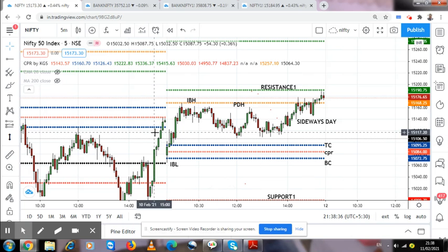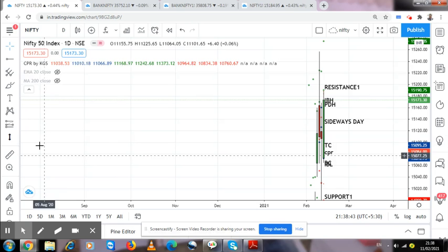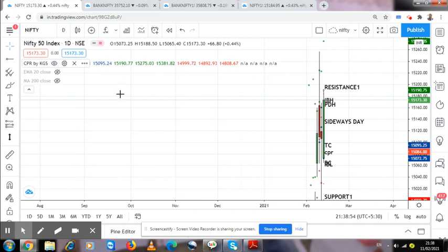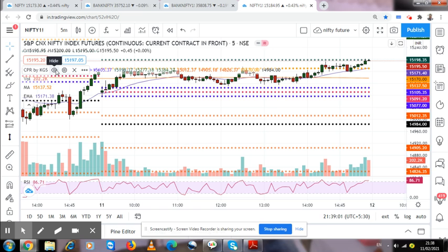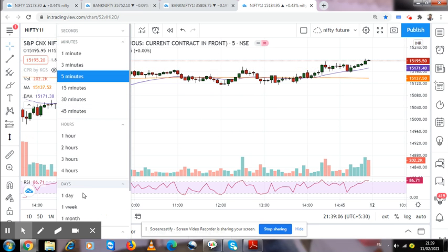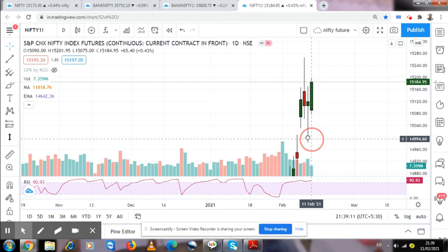Okay, now quickly go and see the expected range. Before that, I'm going to tell you about the daily chart as well. Okay, I'm going to hide this CPR. Better, I'm going to plot it on the futures chart. This is the daily chart.